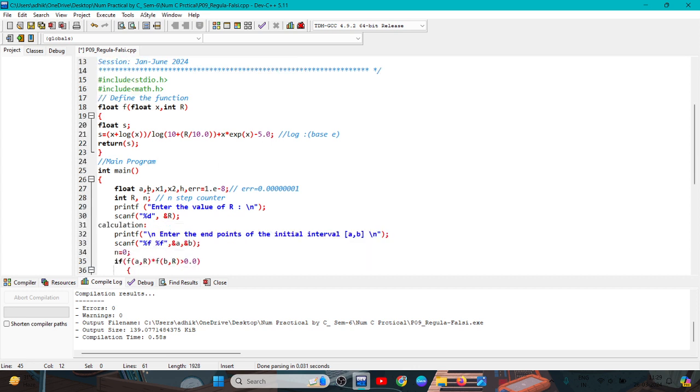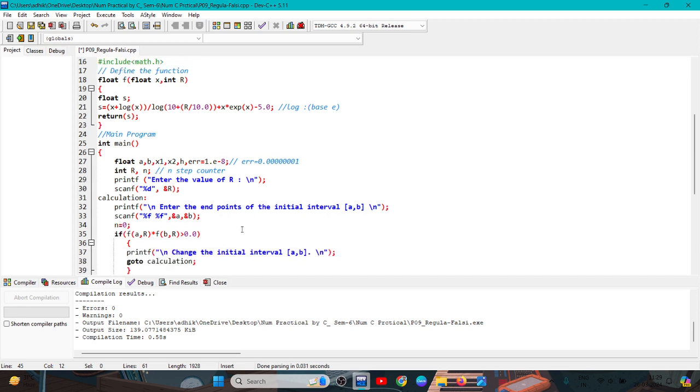Main program. This is the integer main. Float variables are a, b, x1, x2, h. Error term, that is 1 into 10 to the power minus 8, that is 0.701, that is 100000001. Integer variables: r, the last digit of your roll number, and n, the step counter.